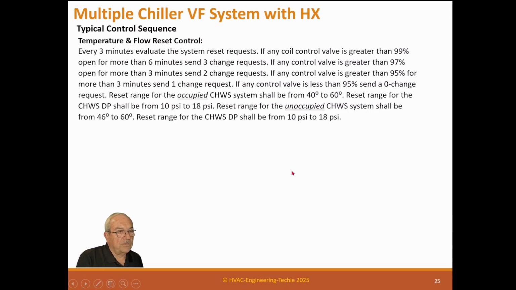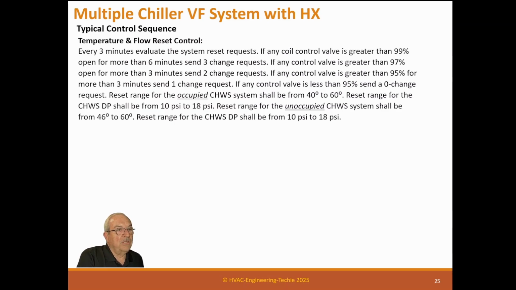And here's the actual sequence. Every 3 minutes, evaluate the system reset request. If any coil control valve is greater than 99% open for more than 6 minutes, send 3 change requests. If any control valve is greater than 97% for more than 3 minutes, send 2 change requests. If any control valve is greater than 95% for more than 3 minutes, send 1 change request. If any control valve is less than 95%, send no request.